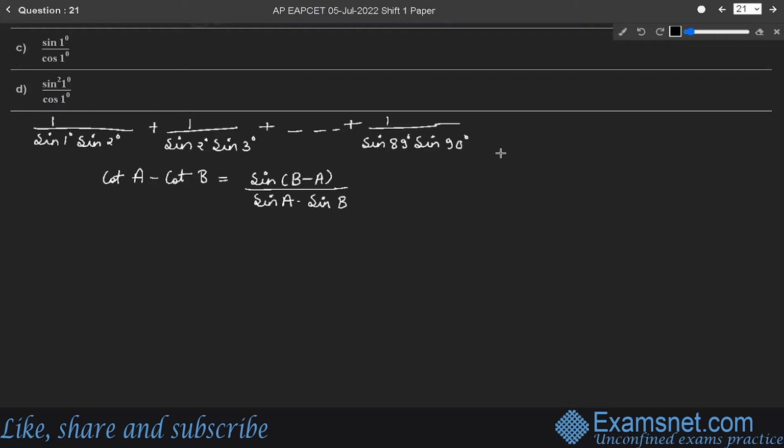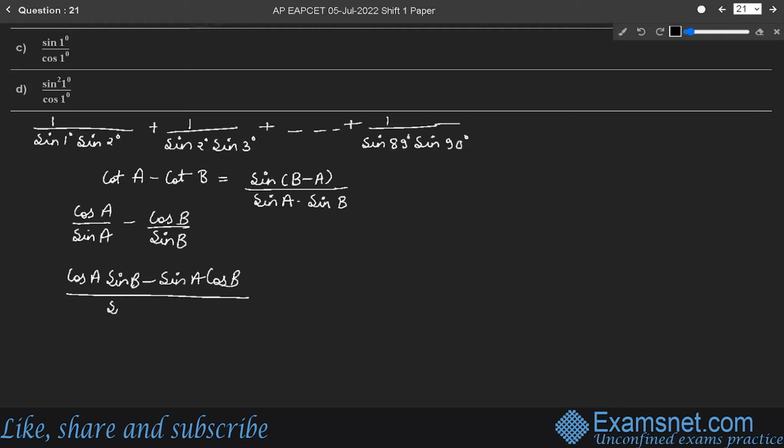We know that cot A can be written as cos A divided by sine A, and cot B can be written as cos B divided by sine B. Now on taking the LCM, it will be cos A sine B minus sine A cos B divided by sine A into sine B. We know that cos A into sine B minus sine A into cos B is sine of B minus A. So we have proved this identity. Now we have to use this in the given question.